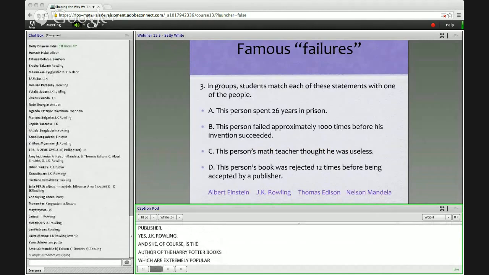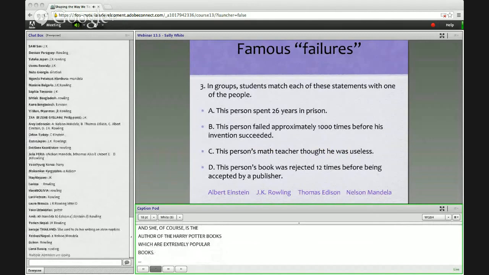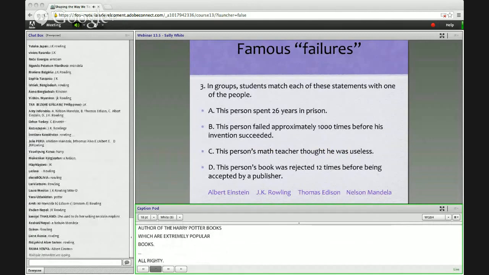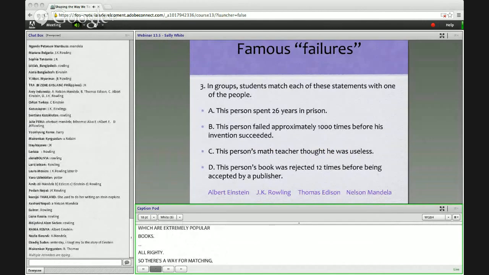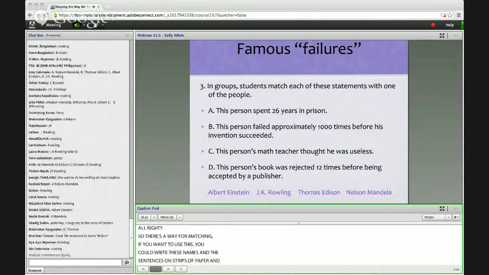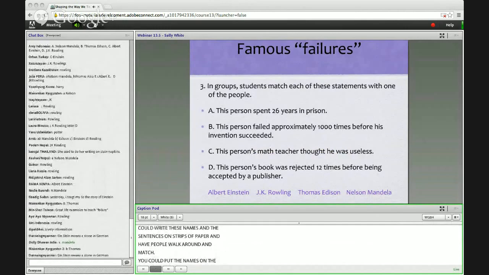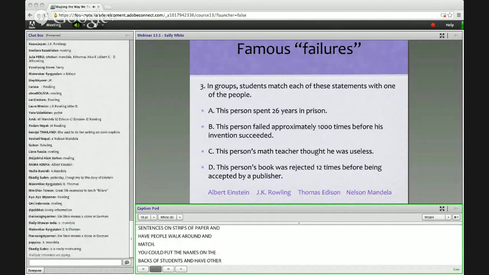Alrighty, so there's a way for matching. If you want to use this, you could write these names and the sentences on strips of paper and have people walk around and match. You could put the names on the backs of students and have other people help them figure out who they are. Lots of things you can do here.